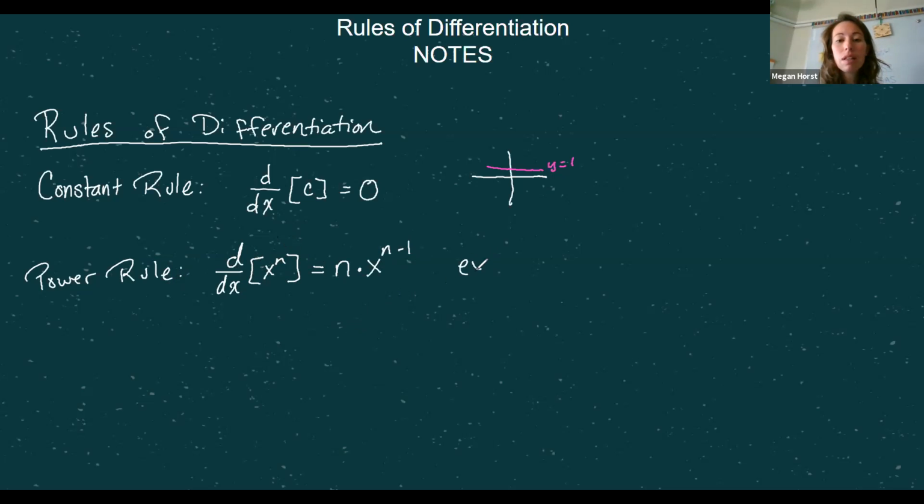For example, if you're taking the derivative of x cubed, we're going to take this exponent and bump it to the front. So that's 3, keep the x, and then 3 minus 1 is 2, so it will be 3x squared. So notice it goes down a degree. Our next one is the constant multiple rule.